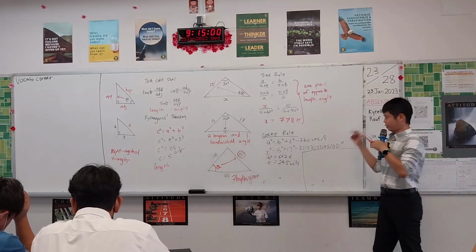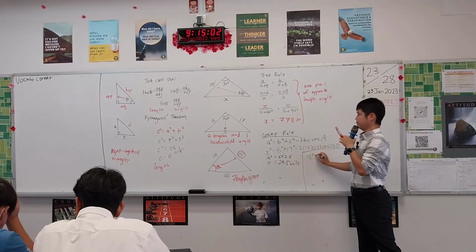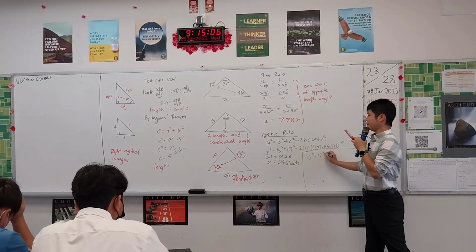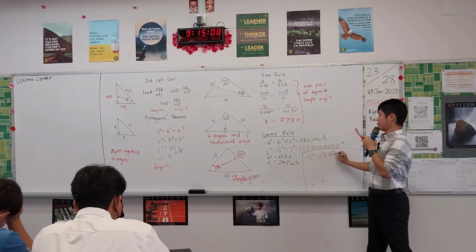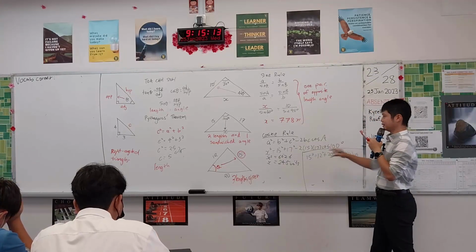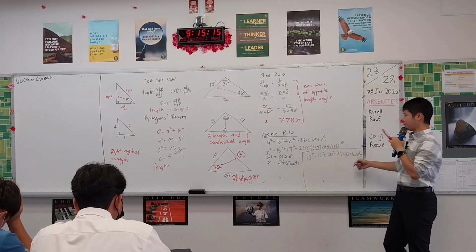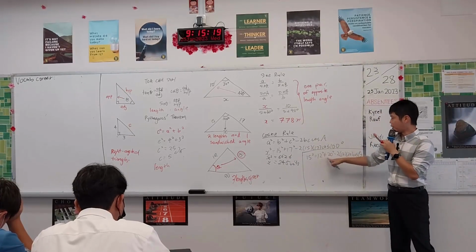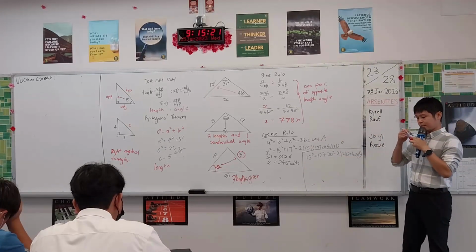And we will start with 15 square equals to, because we start with 15 square, 12 square plus 20 square minus 2 times 12 times 20 cosine theta. Okay, this is the one that we want to find. How do we find it? We have to remove all these numbers here.